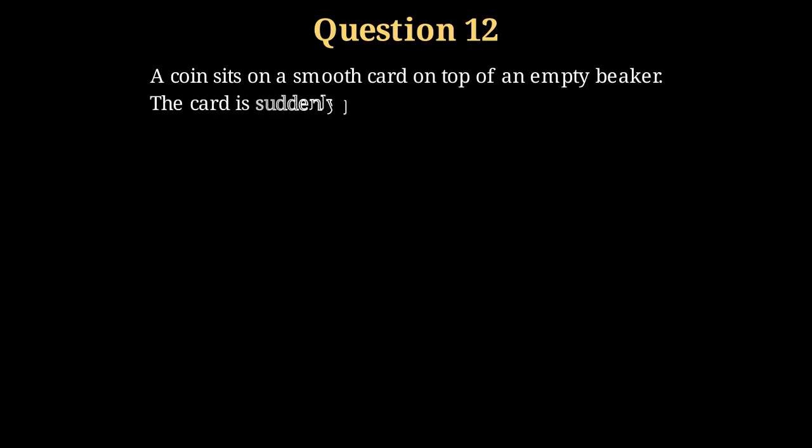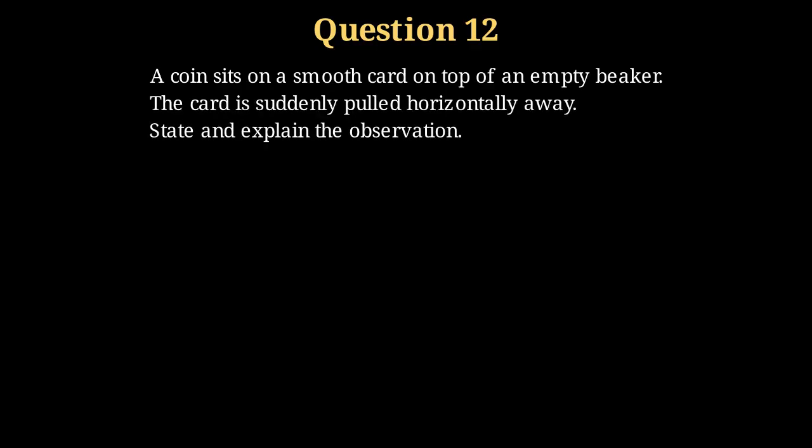Question 12. A coin rests on a smooth card on top of an empty beaker. The card is flicked away horizontally. State and explain what happens. Here is the setup. The coin sits on the card, and the card bridges the mouth of the beaker. When the card is pulled away quickly, the coin has inertia. Its inertia of rest makes it resist the sudden motion, so it barely moves sideways.